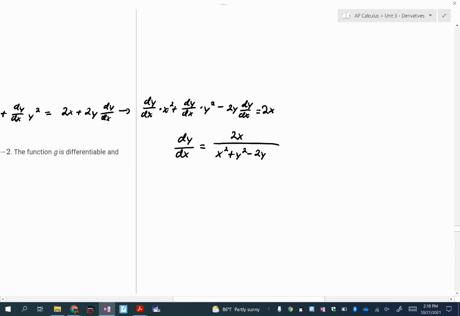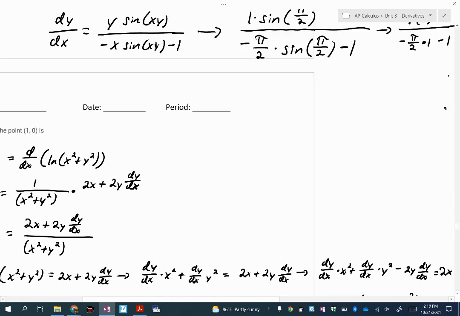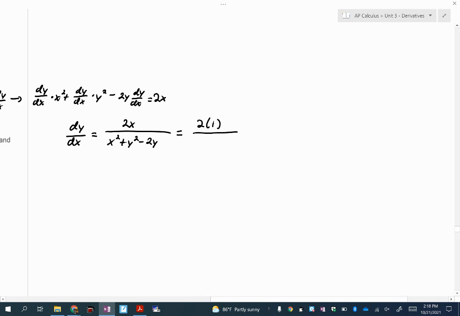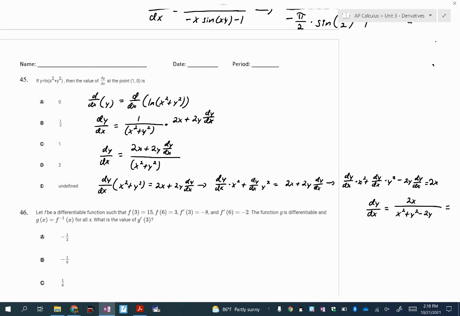And then to get the answer, I need to plug in x is 1 and y is 0. So I get 2 over 1 squared is 1, plus 0 squared is 0, 2 times 0 is 0, 1 plus 0 is 1. So you get 2. Answer is 2. Okay, that was another good one.